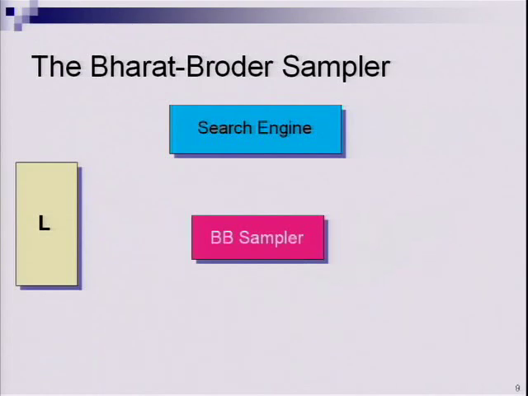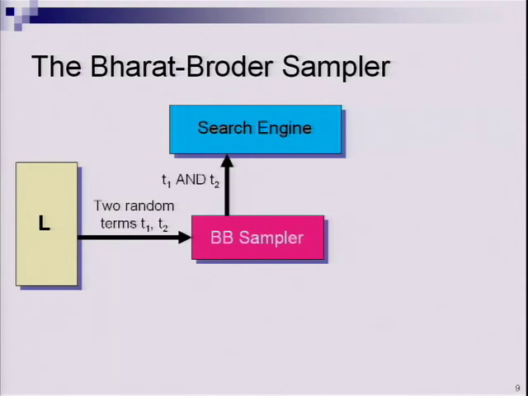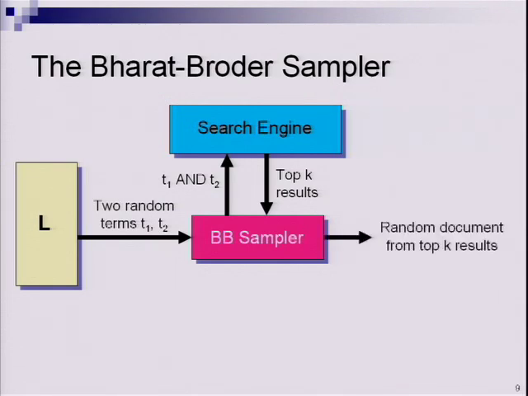OK, now given a lexicon that was created in this pre-processing step, the sampler works as follows. It somehow chooses two terms, T1 and T2, from the lexicon. These are not chosen independently. They use the frequencies to choose these two terms. And then they submit a conjunctive query to the search engine: get me all documents that have both T1 and T2. They get back from the search engine the top K matches. And now they just pick a random match from these top K and return it as the sample.